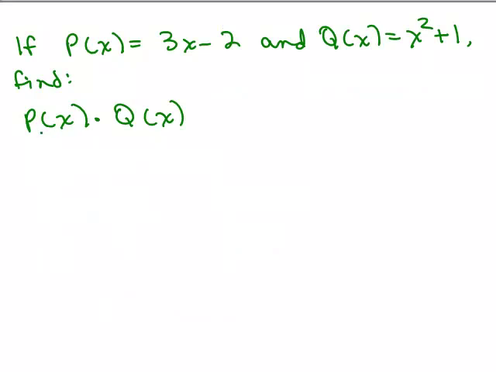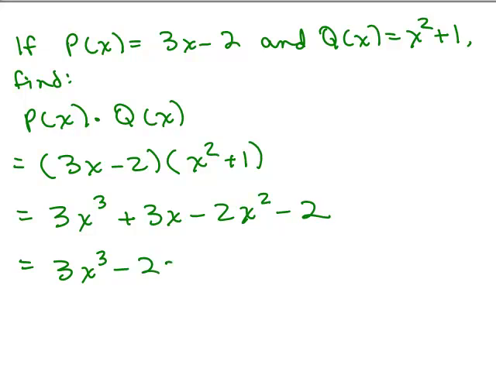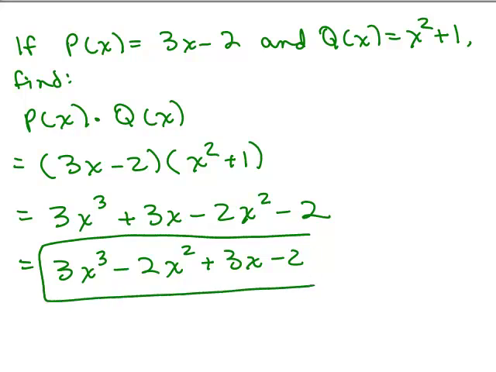All right, what if we wanted to find p of x times q of x? Well, same thing. You need to write p of x, which is 3x minus 2, times q of x, which is x squared plus 1. And now you have a binomial times a binomial. You can use the FOIL method. So 3x times x squared is 3x cubed. The outer term is plus 3x. The inner term is minus 2x squared. And the last terms multiplied is minus 2. And you could leave it like that, or I like to write things in descending order with the exponents. So you get this answer.